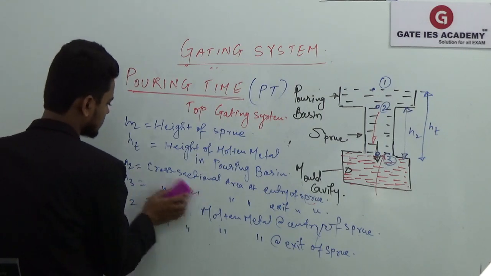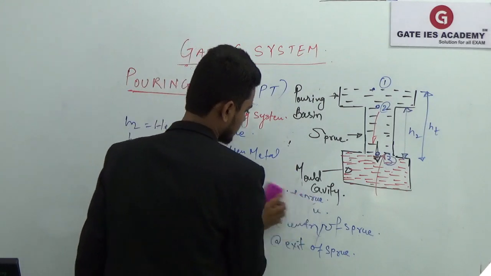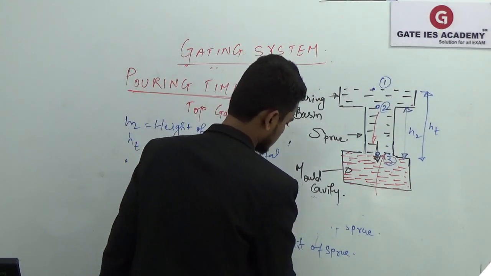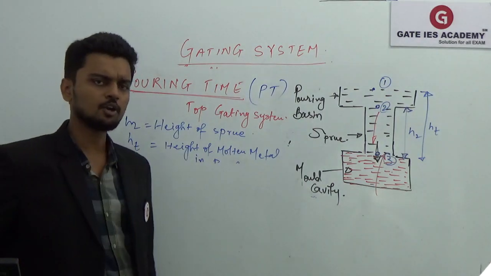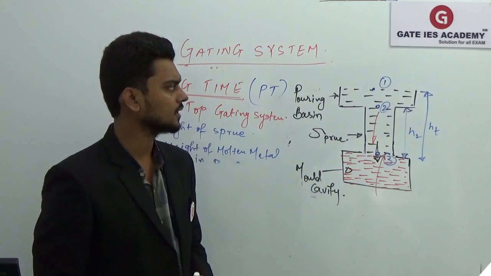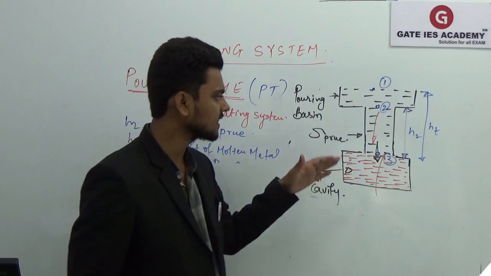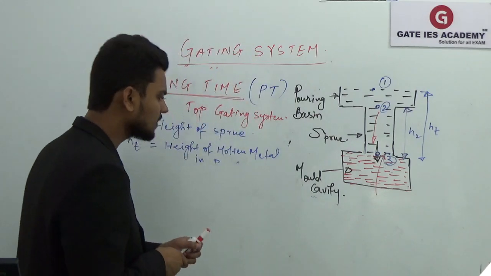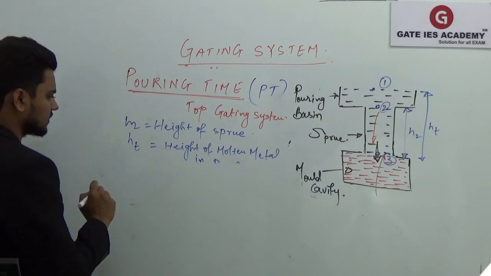So what I can write is, we'll apply the Bernoulli equation at section 1 and section 3. Okay. So we'll get the velocity at 3. Obviously the total energy at the section 1 and 3 will remain constant.